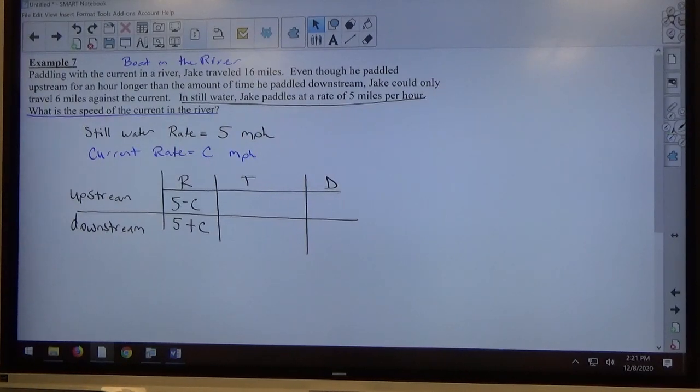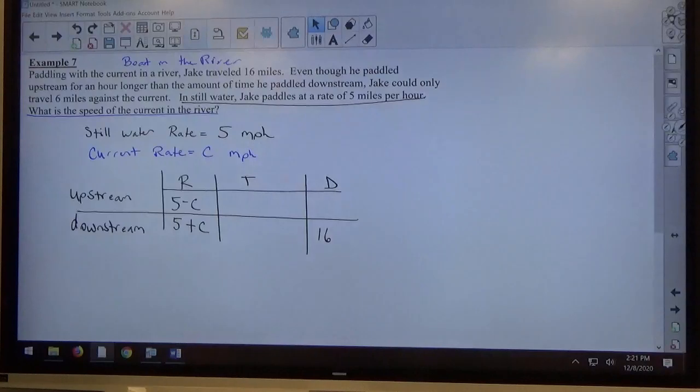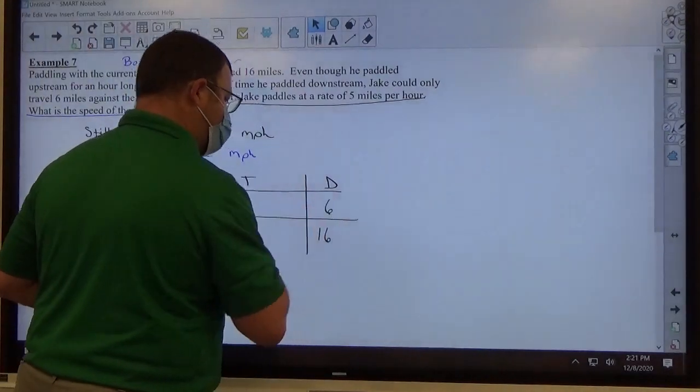The other thing I happen to know here is that he travels 16 miles with the current, which means downstream, so 16 miles is his downstream distance, and he can only paddle 6 miles against the current, or upstream, so 6 miles is the distance here.